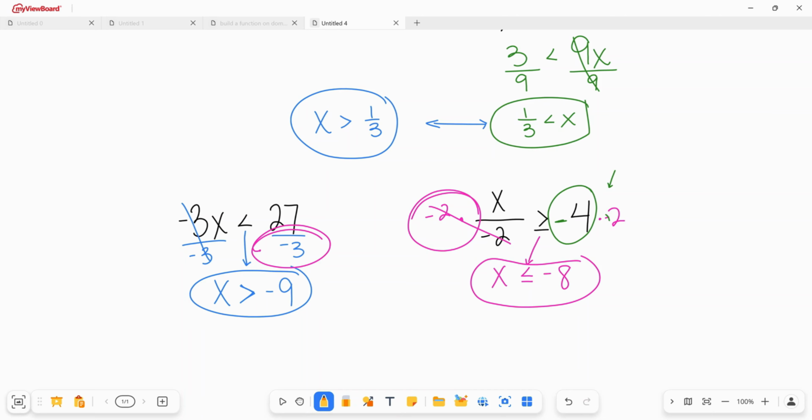All right, that is our mini lesson on basic inequalities. Again, very similar to when it's an equal sign. But if you're having any troubles, make sure you let me know.